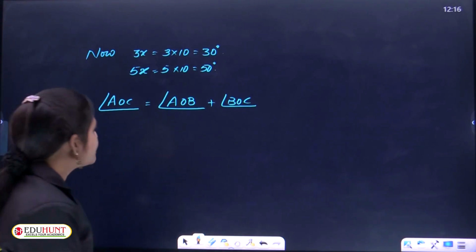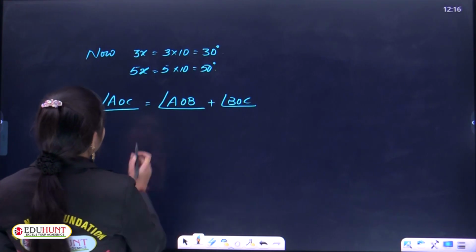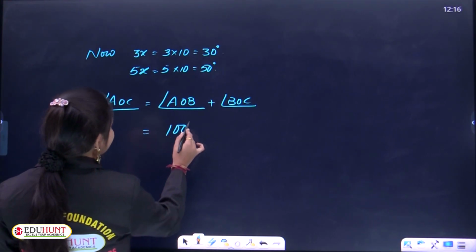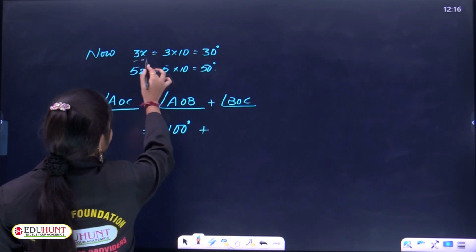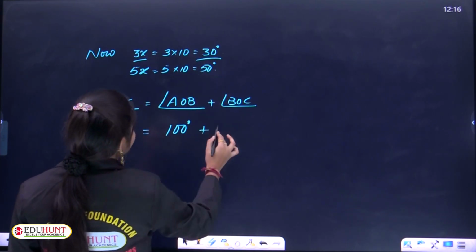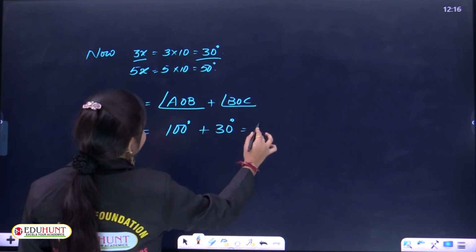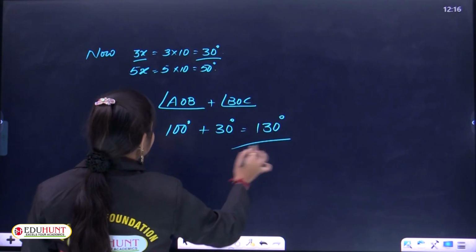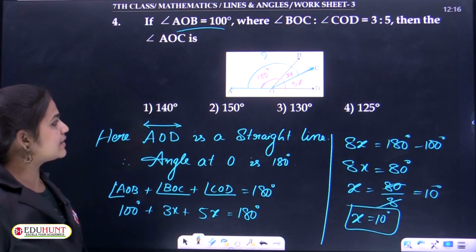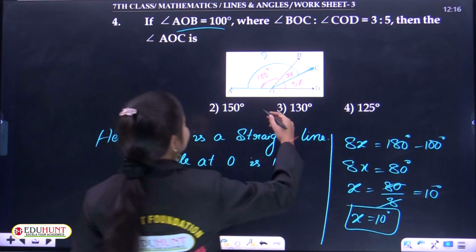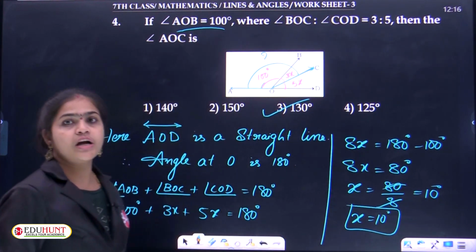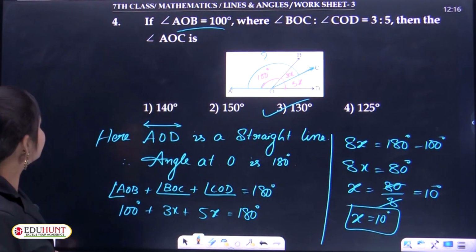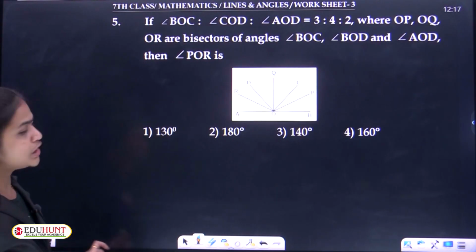If you add these two angles, then only we will get that angle AOC. That's why here angle AOB is equal to how much? Already they have given 100 degrees, plus BOC is equal to 3x. 3x means 30 degrees. Finally here AOC is equal to 130 degrees. Which option is correct? Option 3.